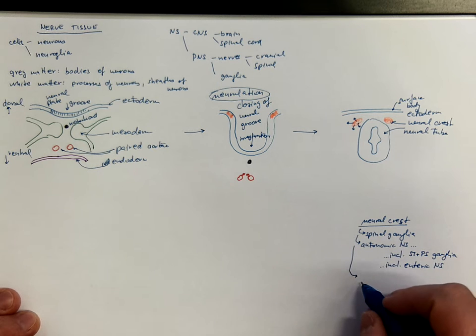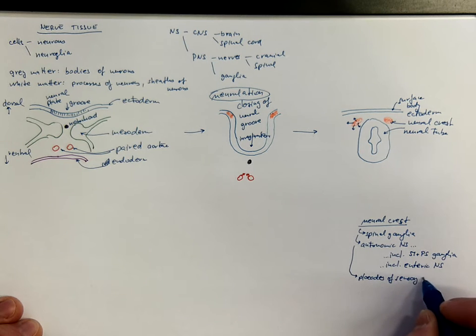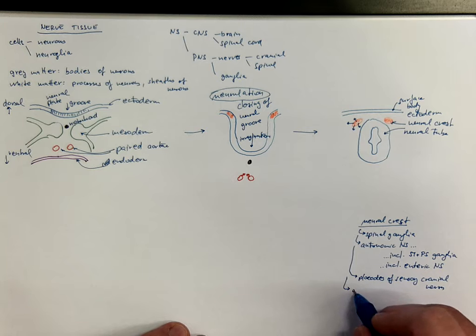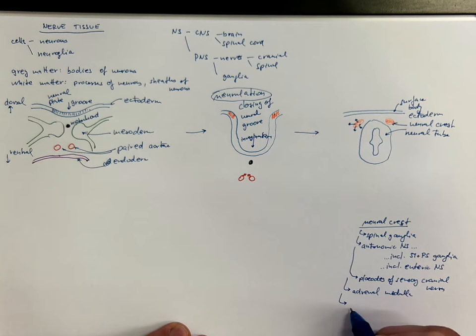There are other structures such as the placodes of sensory cranial nerves, or the adrenal medulla, pigment cells, the melanocytes, some sensory cells of skin, Merkel cells, and other structures.